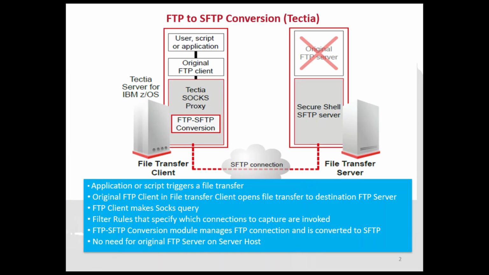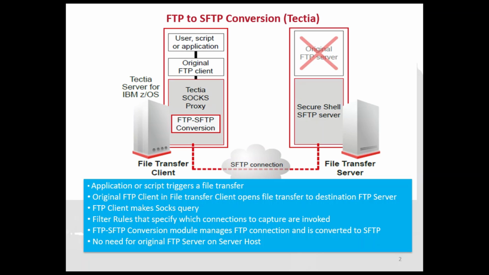So the following steps happen during the FTP to SFTP conversion. An application or a script or a user triggers a file transfer. The original FTP client in the file transfer client's host starts opening a file transfer connection to the original destination FTP server, or the file transfer server. The FTP client makes a SOCKS query, and the SOCKS setting in the FTP client is set to point to the localhost Tectia SOCKS proxy instead of a real firewall.